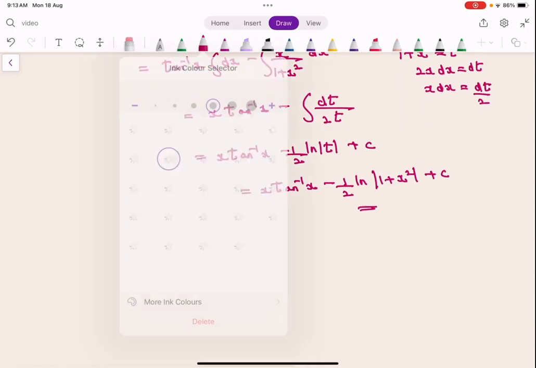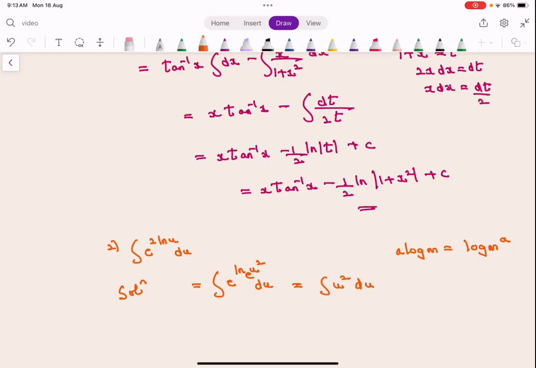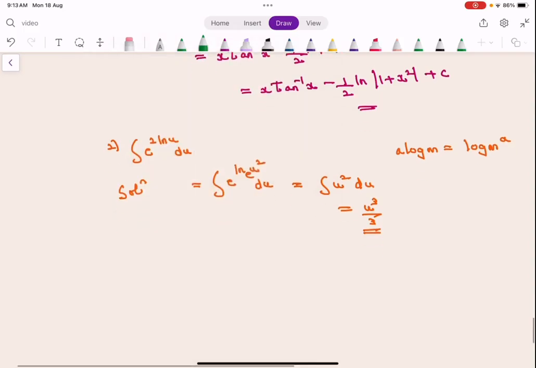Okay, coming to the next question, that is evaluate integral e raised to 2 log u du. So the solution would be integral e raised to log u the whole squared, to the base e, du, because we have a log m is log m raised to a. And the base is the same, so this will be integral of u squared du, which would be u cubed by 3. So that is your answer here. Let's move to the next question.